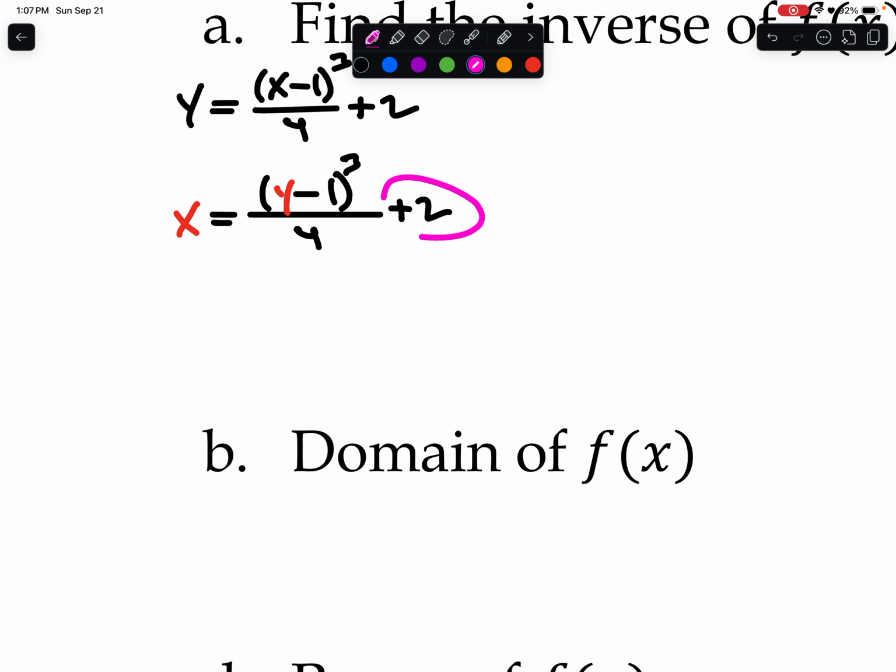So first I'm going to get rid of this plus 2. So I'm going to subtract 2 on both sides. And then I'm going to rewrite the divide by 4. I'm going to rewrite it as 1/4. I think that helps a lot of people. I think, at least in my experience, it does.